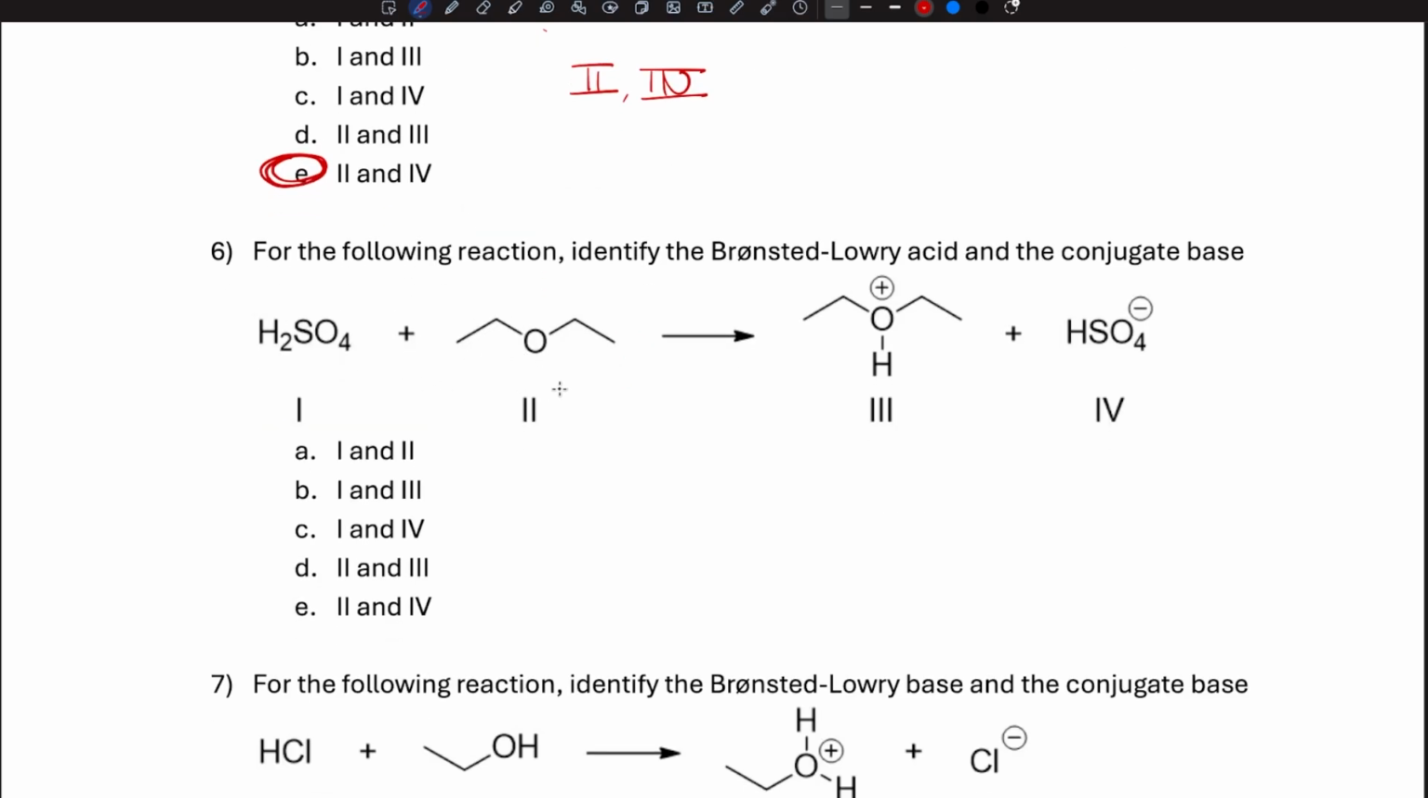Now in the next problem, again, this is the same reaction. We define structure 1 as the acid, structure 2 as the base, structure 4 as the conjugate base, and structure 3 as the conjugate acid.